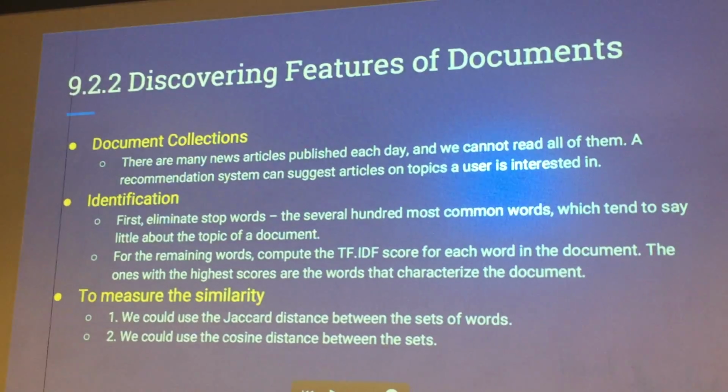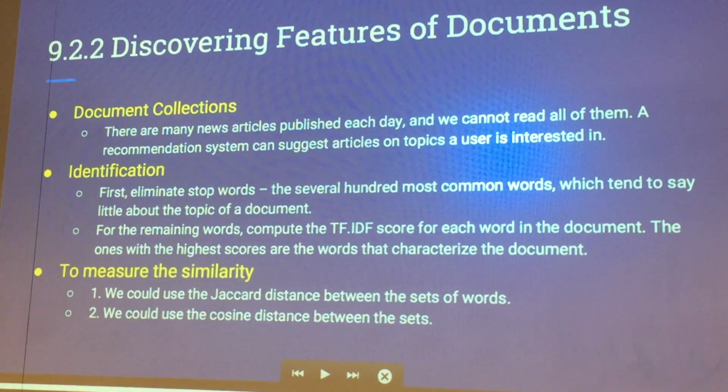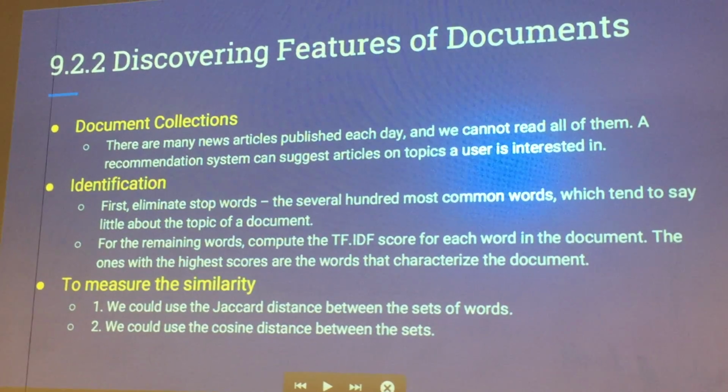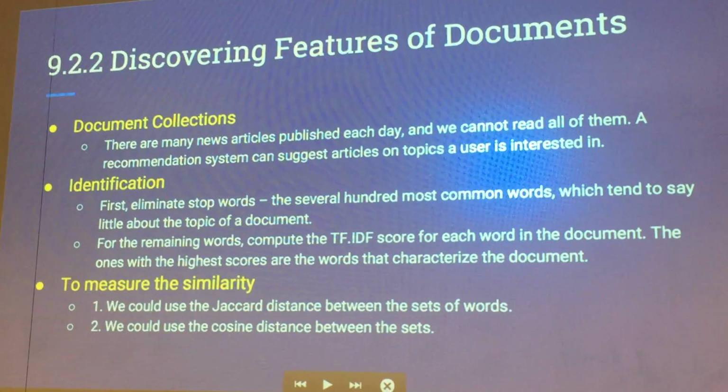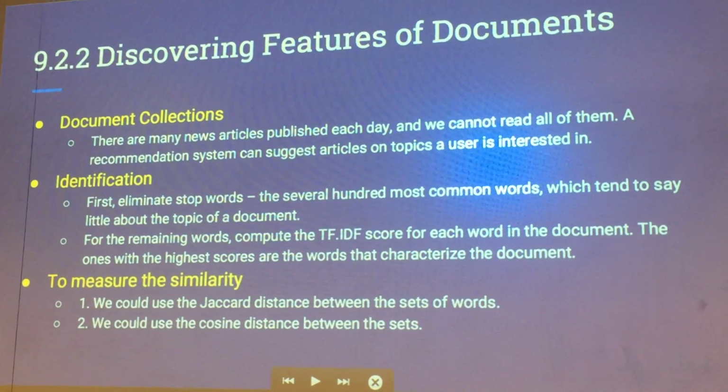So then discovering features of documents. There are two types: document collections and images. We'll talk about document collections. There are many news articles published each day, and we can't possibly read them all. So a recommendation system can suggest articles on topics the user is interested in.